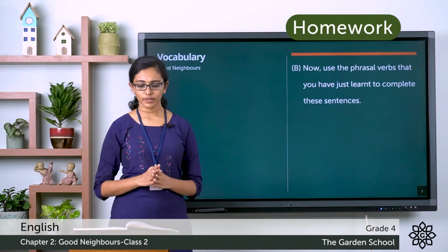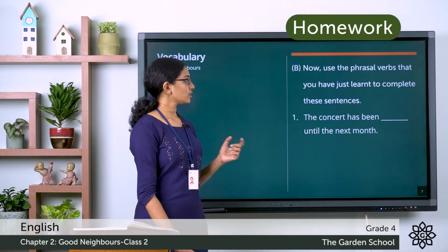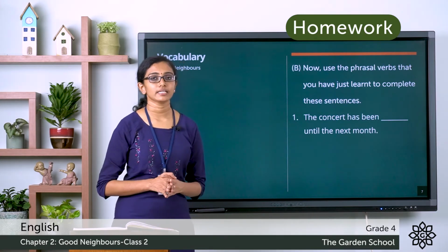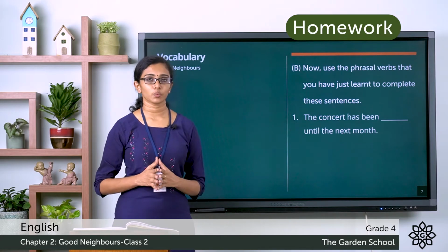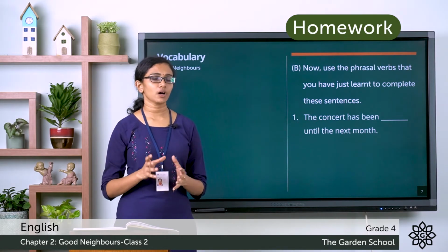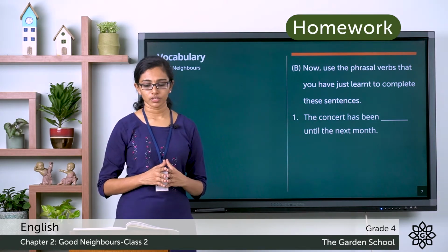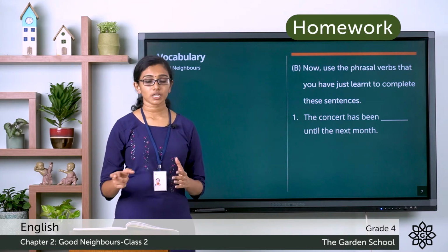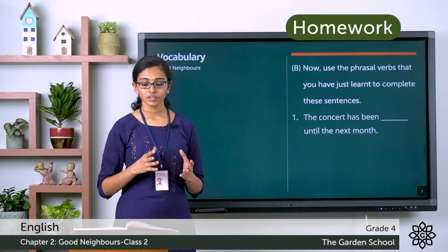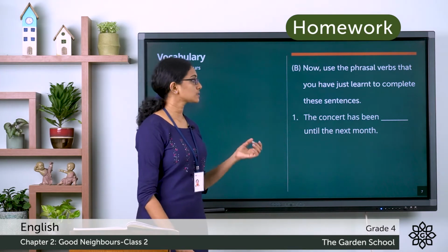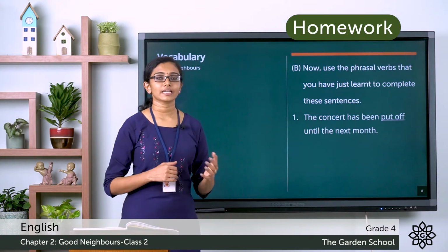For example, the first one, the concert has been dash until next month. So if you look at the sentence, even though it is an incomplete one, you'll get an idea of what this sentence is about. So can you identify which phrasal verb with put has to be used here? We can write, the concert has been put off until the next month.